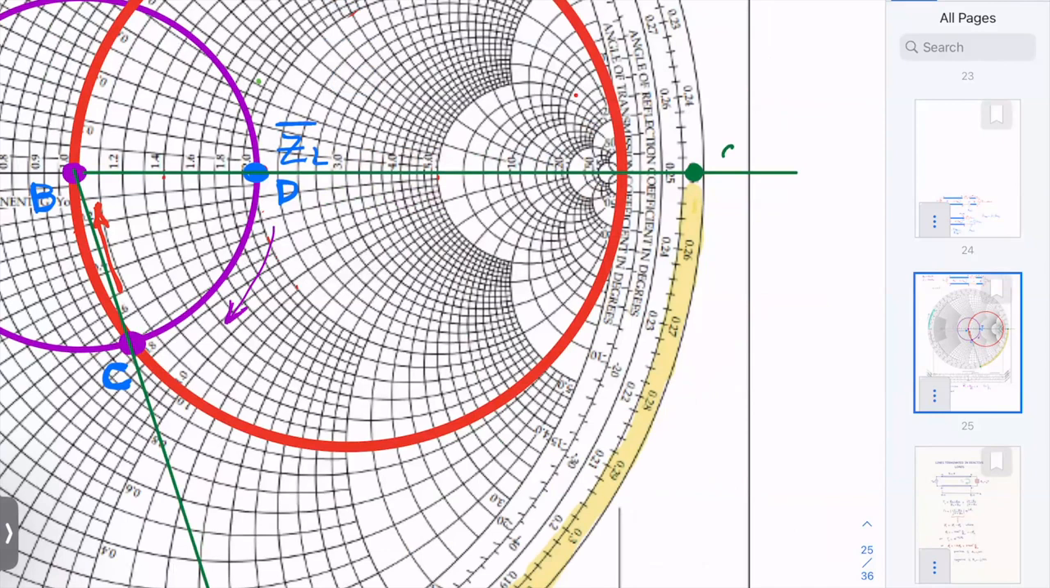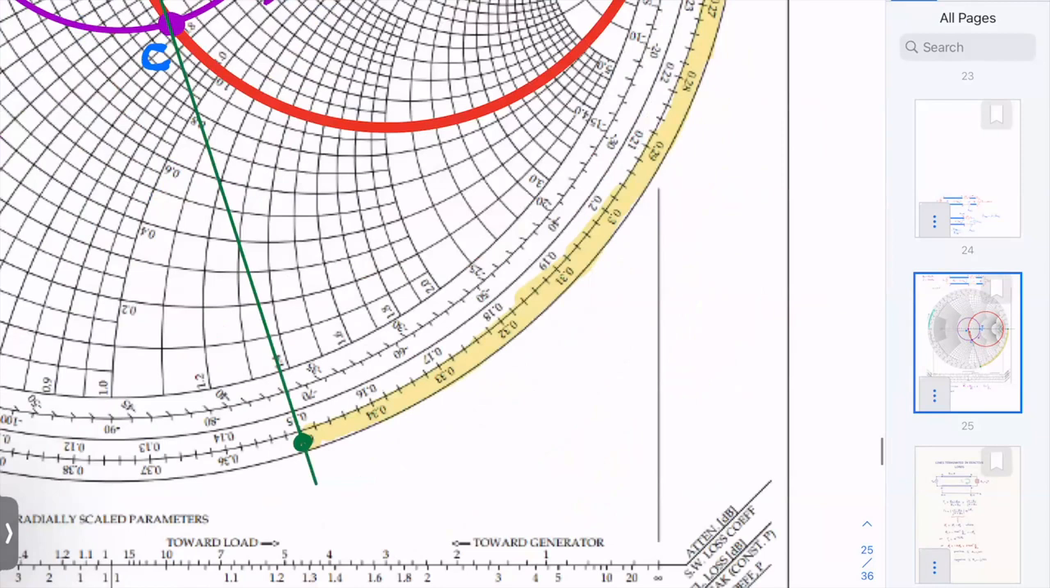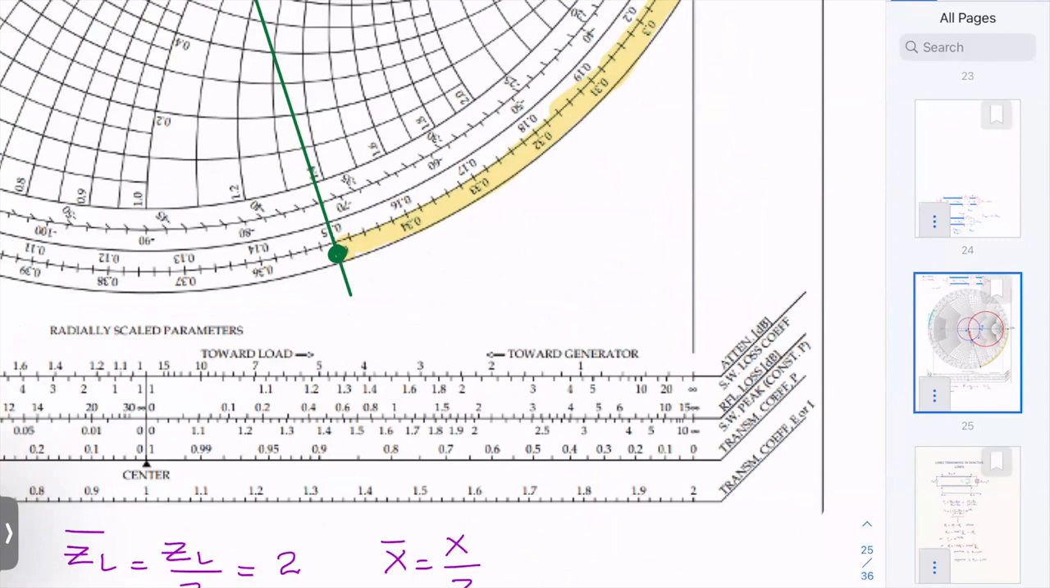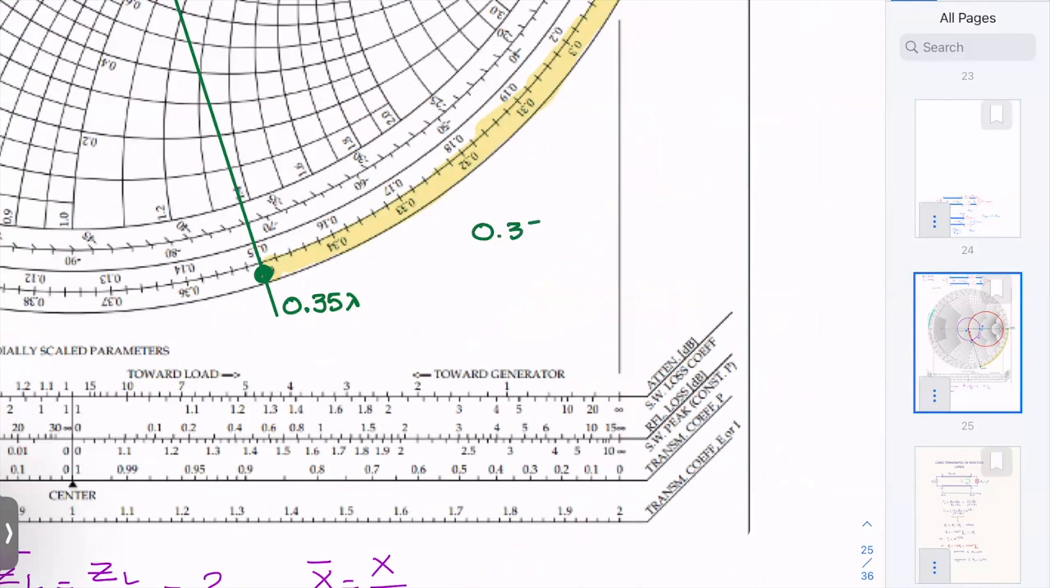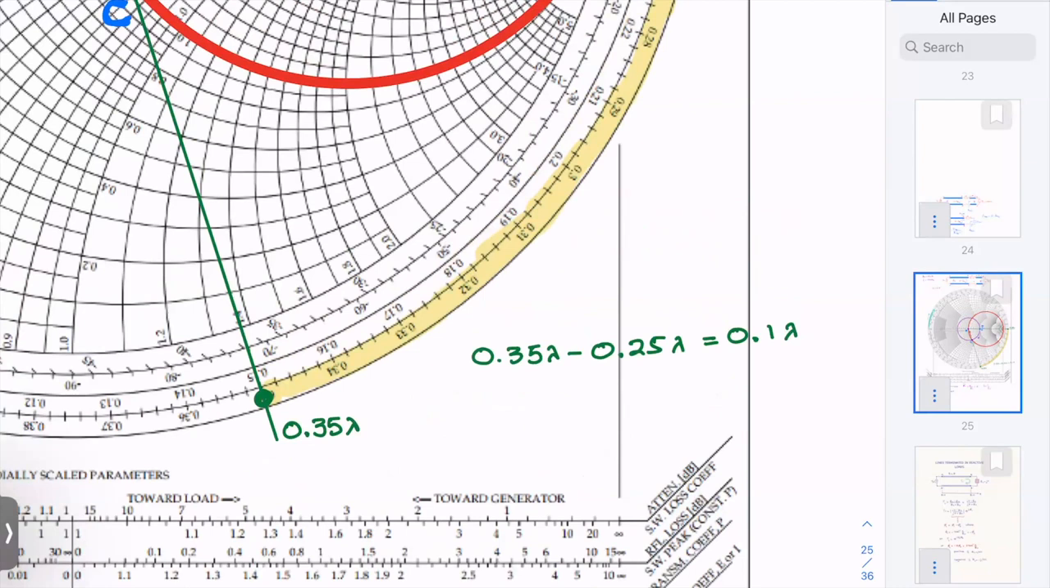So here I see 0.25 lambda. It's a reference number. And what do I read here? This one here is 0.34, this one here is 0.35. So I put here 0.35 lambda. Therefore, when I take 0.35 lambda minus 0.25 lambda, what do they give me? 0.1 lambda. So that has to be D, because this is the distance I have here, D.